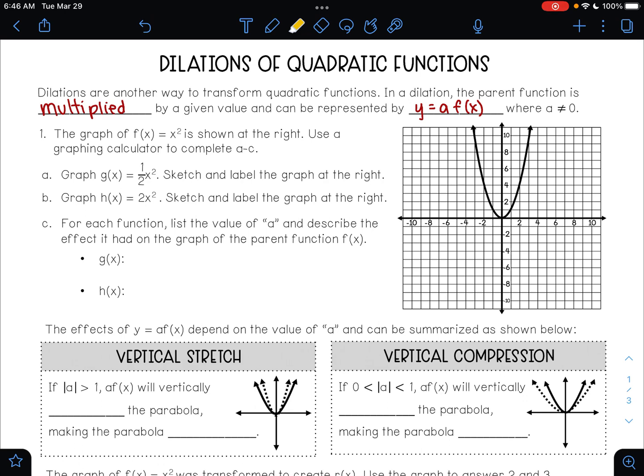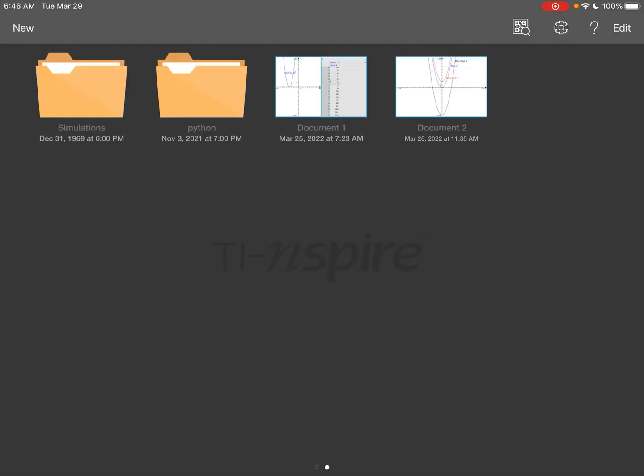So on question number 1, the graph of f of x equals x squared is shown to the right. Remember that this right here is the parent function. We're going to use a graphing calculator to help us with A through C. First, we're going to graph g of x equals 1/2 x squared, and then sketch it and label it on the graph. So we're going to go to our calculator, type this in, and graph it.